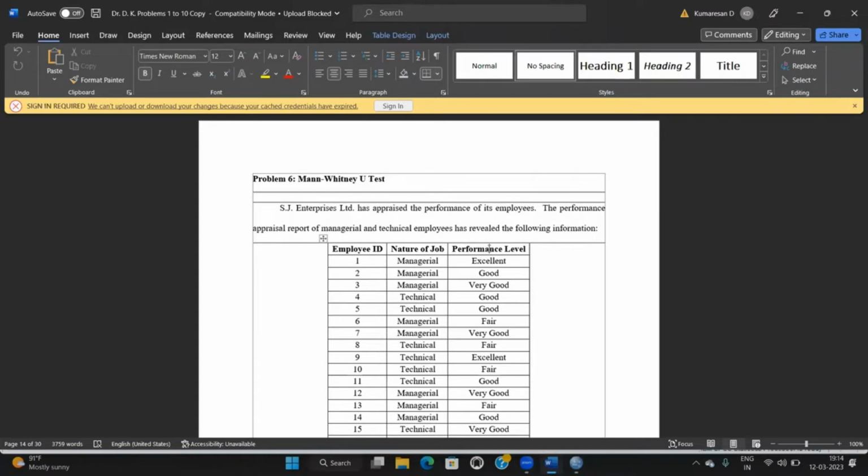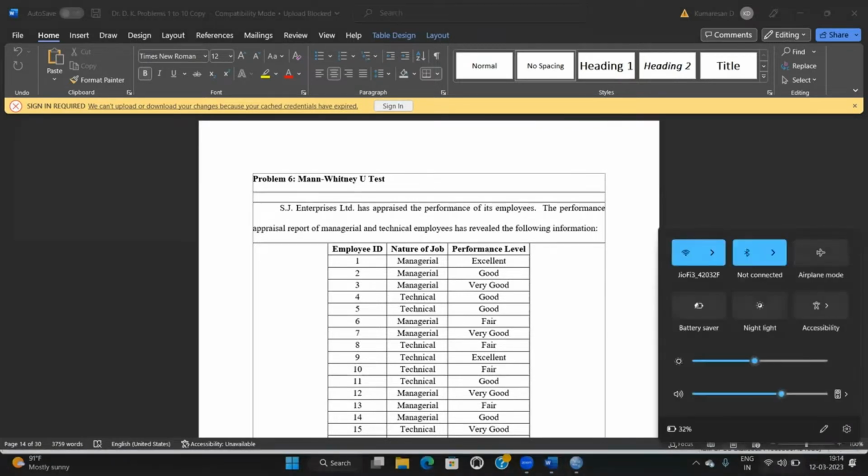Why? The purpose of both the tests is the same. Number of categories, 2 only. The only difference is with reference to data. If the data is given as scale data, you can apply the independent samples t-test. If the data is given as ordinal data, then you can apply the Mann-Whitney U test. That's all. That is the difference between these two tests.